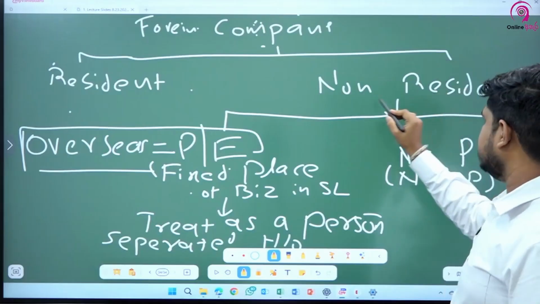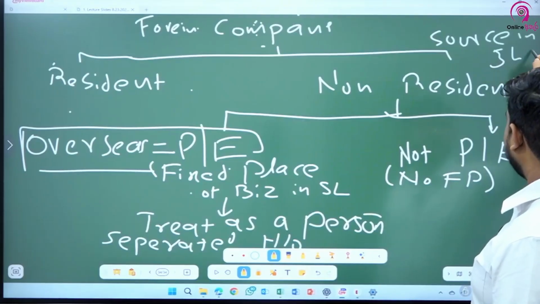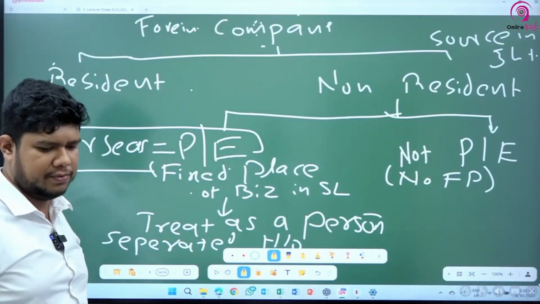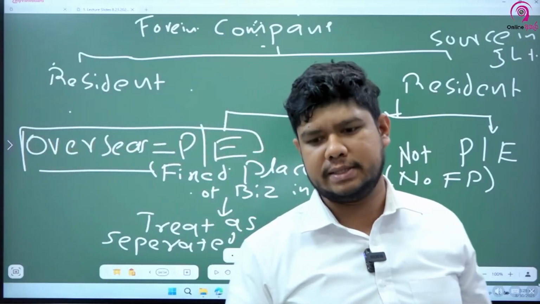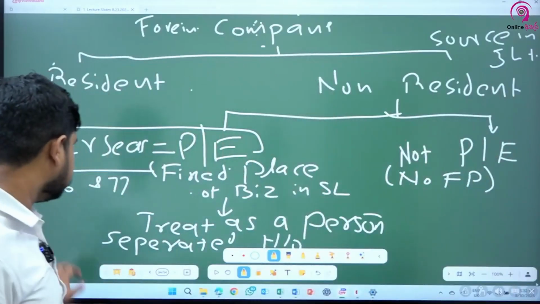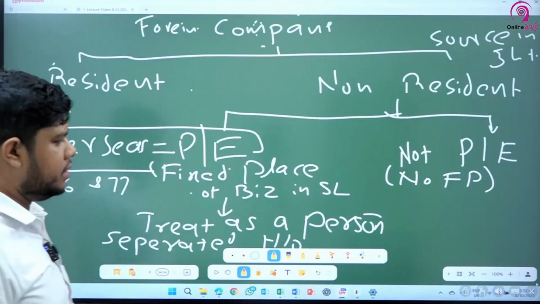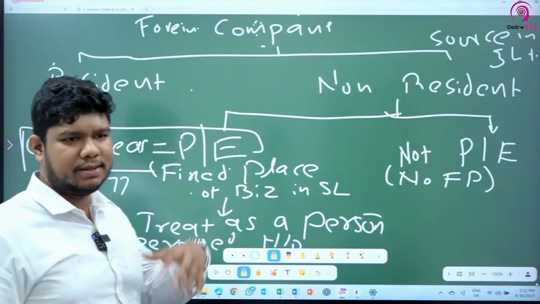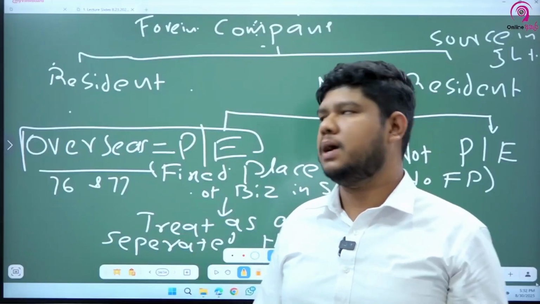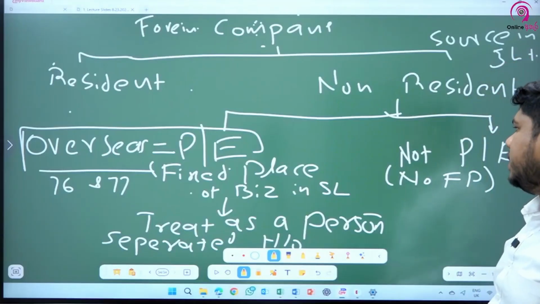Here it can be mentioned, source in Sri Lanka. Only income sourced in SL will be taxable, but it is treated as separate from its head office, under section 66. Students, sections 76 and 77 provide that it is a separate entity from its head office. So computation is more or less similar. The same provisions apply, but only for the source of income in Sri Lanka. For a non-resident person, only source in Sri Lanka will be taxed.